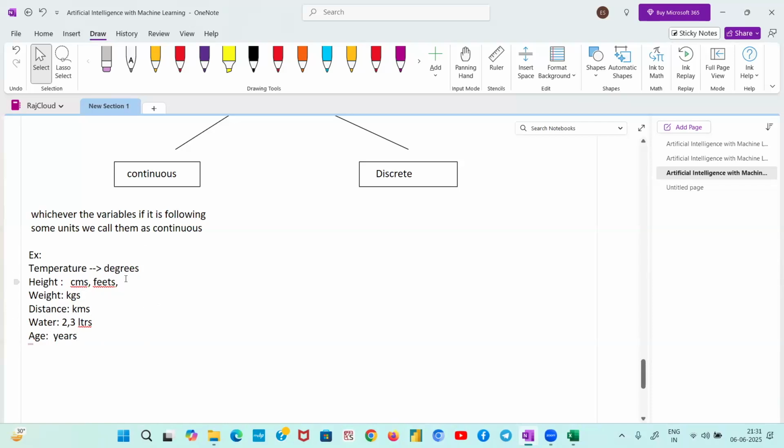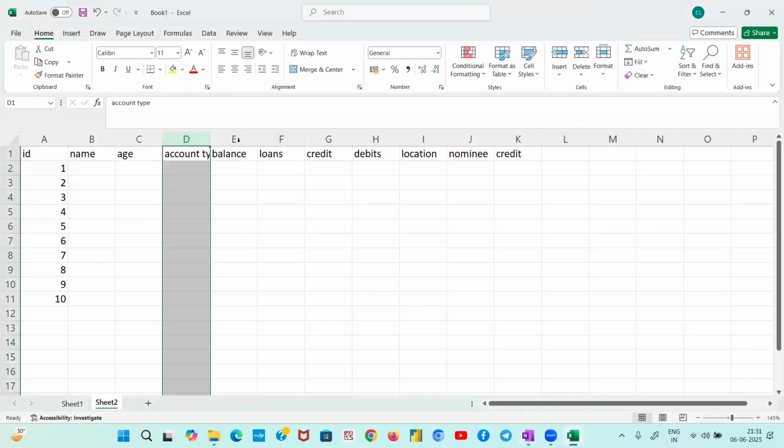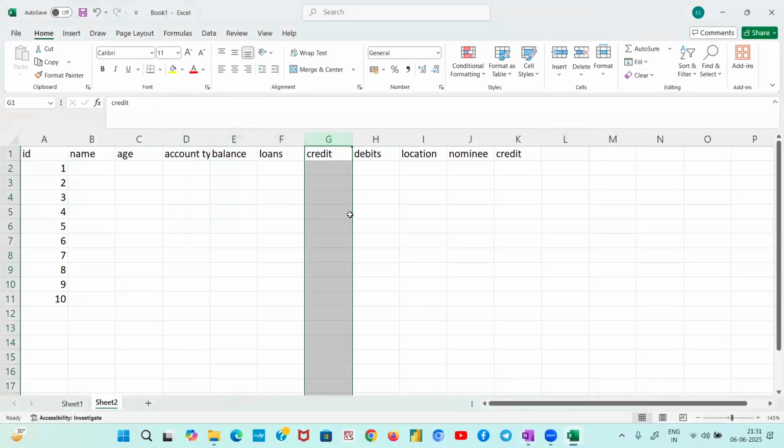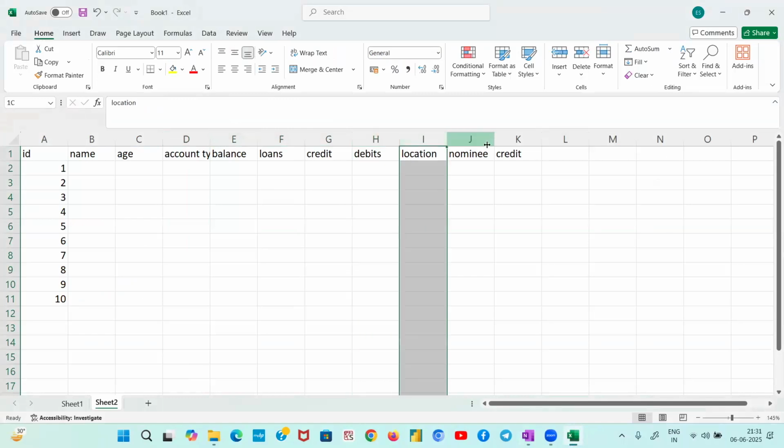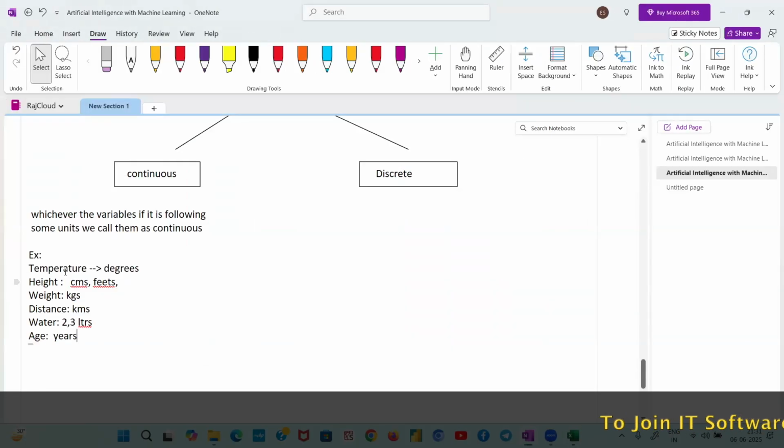So whichever variables are like this, variables such as balance, credits, debits, whichever variables, all come under the continuous data type.